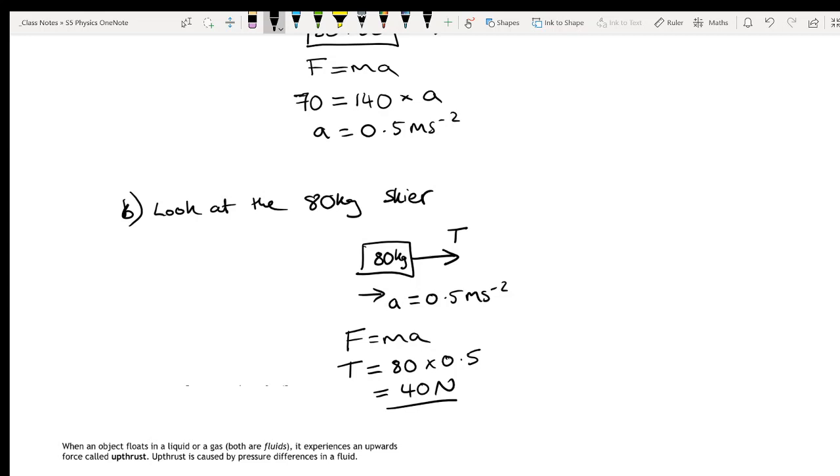So these kind of questions often come up. The trick is you find the acceleration of the entire system, then you use that acceleration to find the force on one of the masses. So they do like to ask those kind of things.